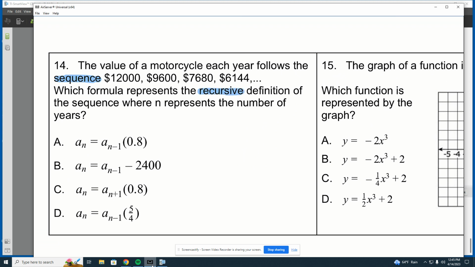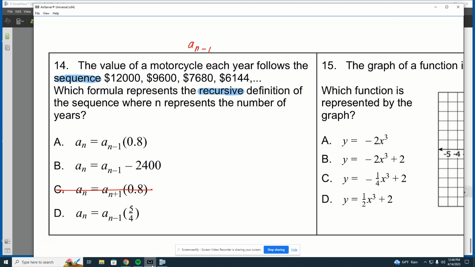Recursive. Do you guys recall what I told you has to be in a recursive formula? A sub n minus 1. With that being said, what can I eliminate right off the bat? C does not use a sub n minus 1. It uses a sub n plus 1, which basically calls on the next term. That's not recursive. Recursive calls on the previous term. You can't call on your next term. You don't even know what your next term is. How are you going to call on a term that you don't even know what it is? You know what I mean?